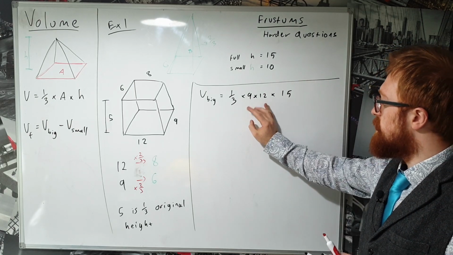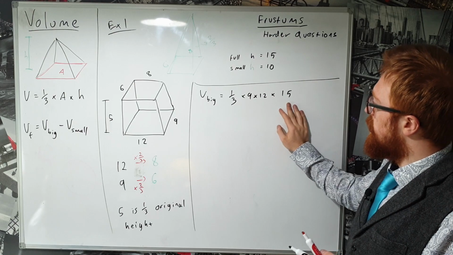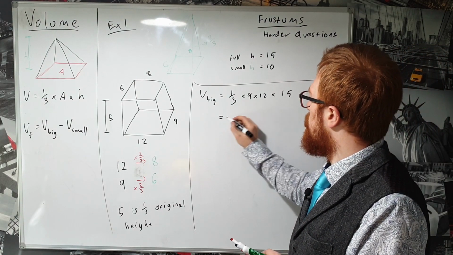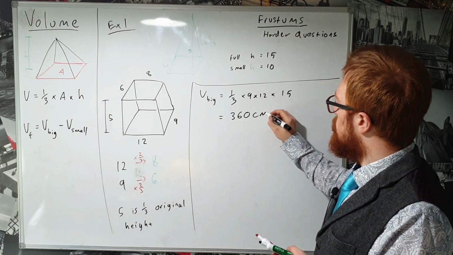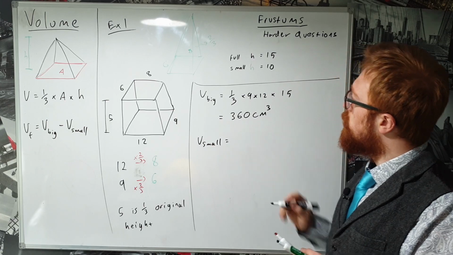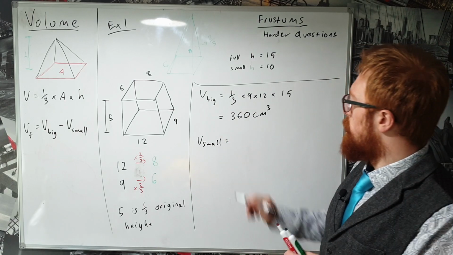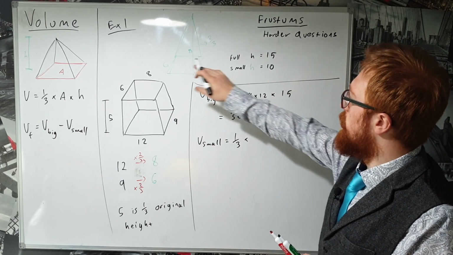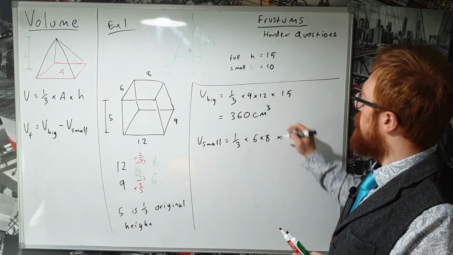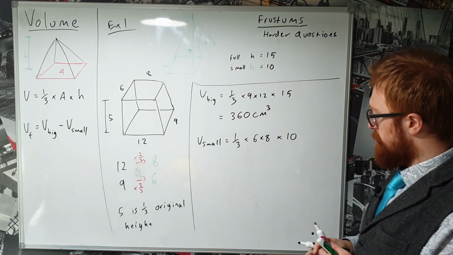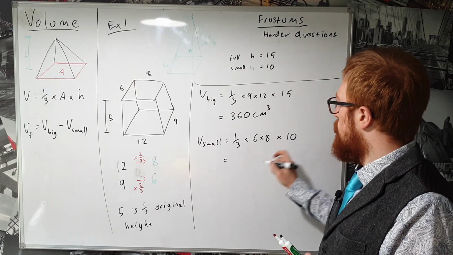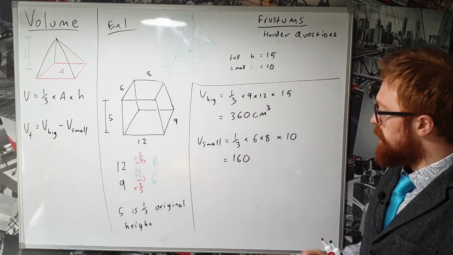And 9 times 12 is 72, a third of 15 is 5, and 5 72s are 360. So that's 360 centimetres cubed. The volume of my small pyramid, V small, is going to be a third times 6 times 8, which is the area of the base, times the height of the small pyramid, which is 10. And a third of 6 is 2, times 8 is 16, times 10 is 160.